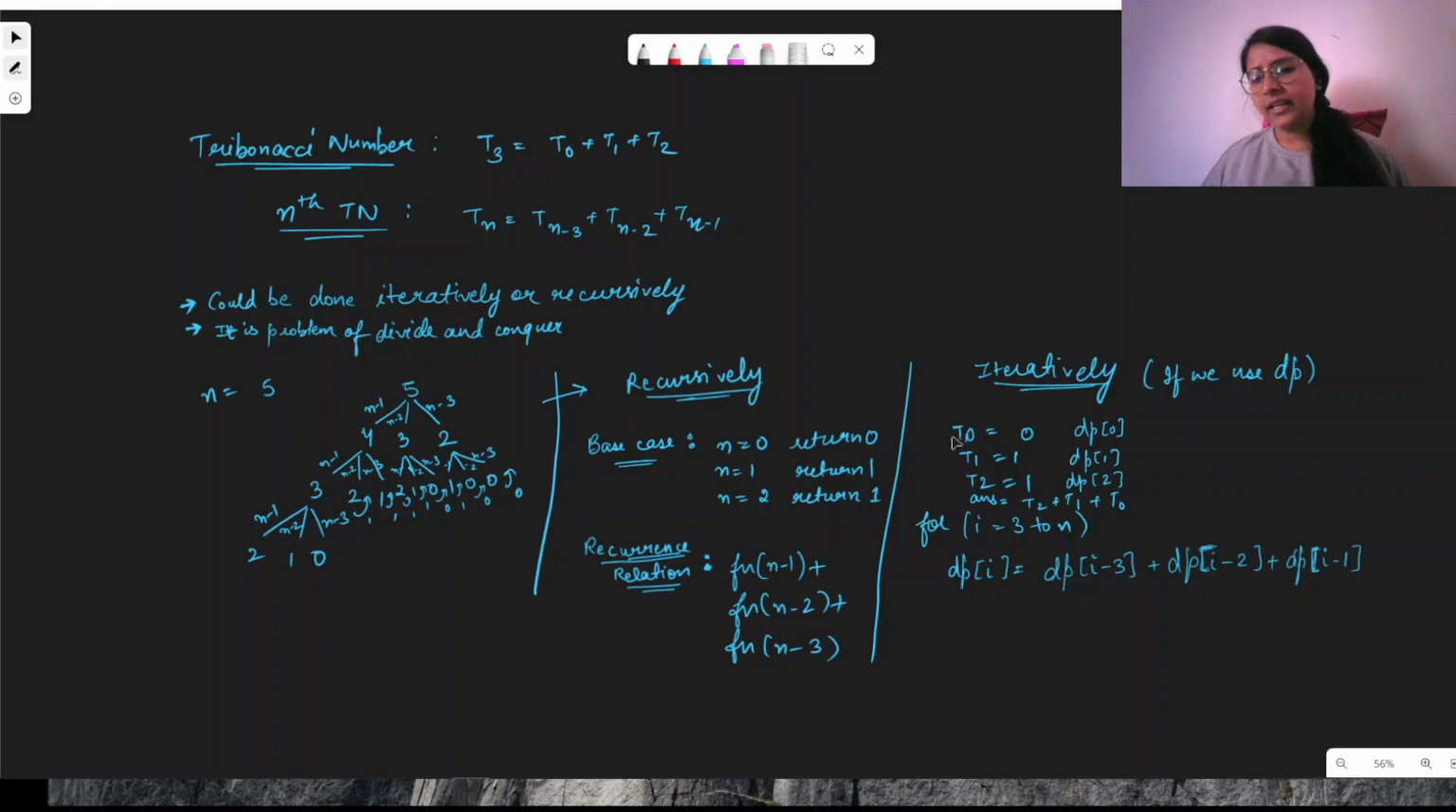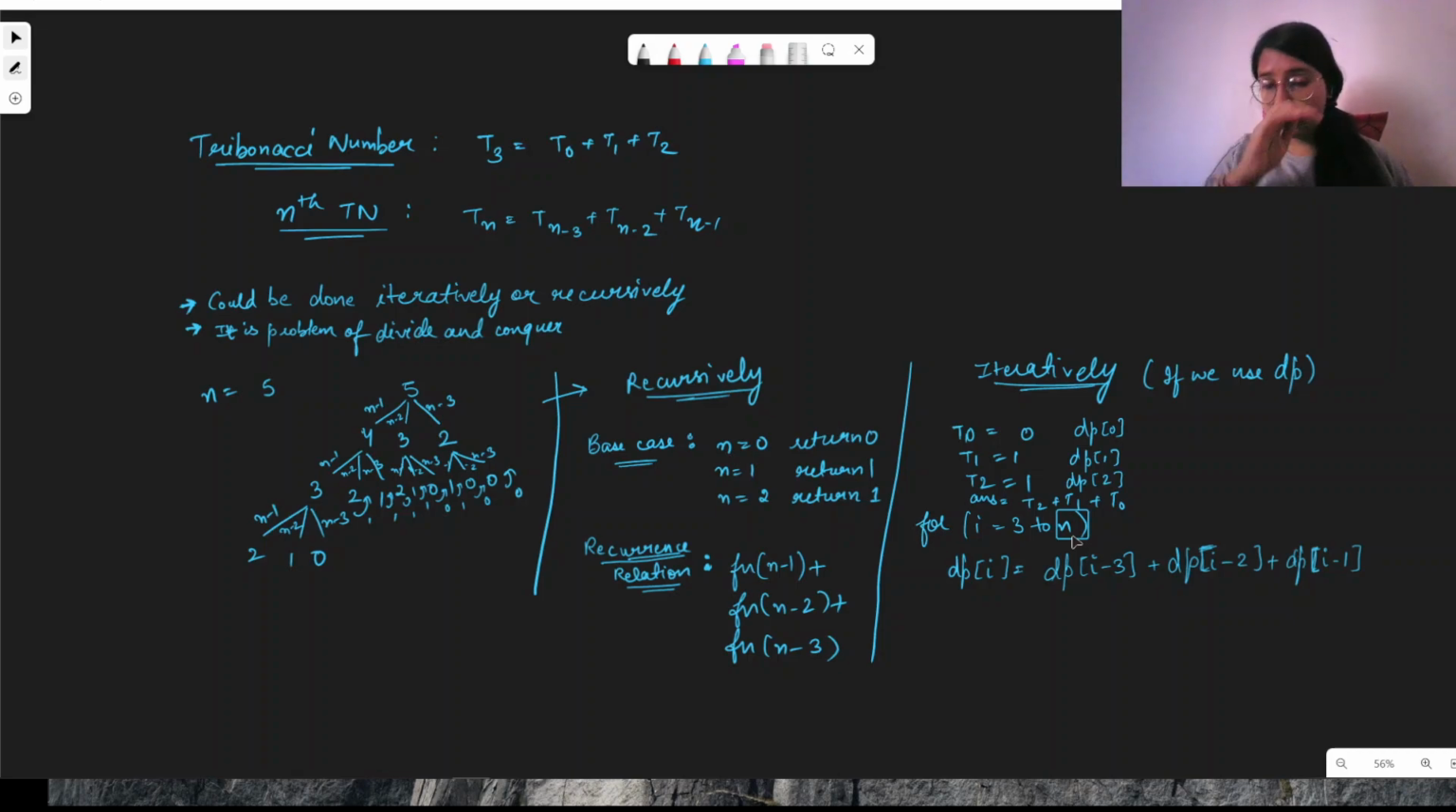Again, the zero term, first term, and second term would be like this, where DP of 0 equals 0, DP of 1 equals 1, and DP of 2 equals 1, right? Then we run a loop from i equals 3 to n. Here we add up the last three terms, and that will be the answer for the i-th term. At the end, when i becomes equal to n, we easily get our nth Tribonacci number.